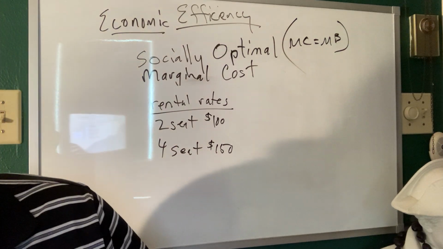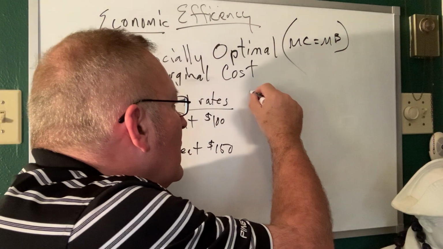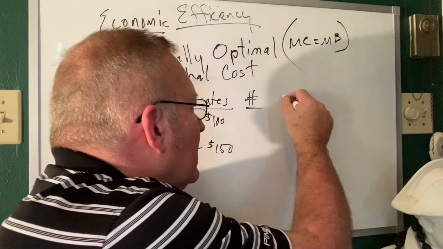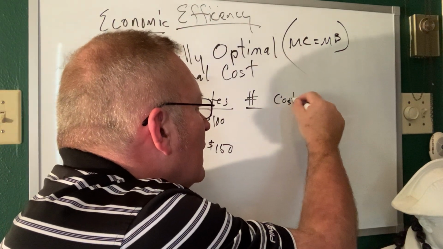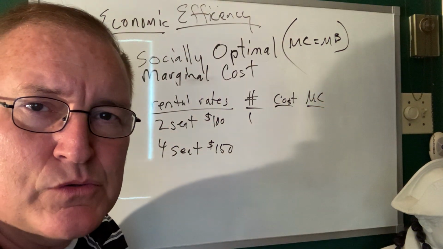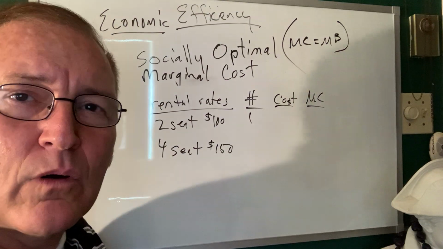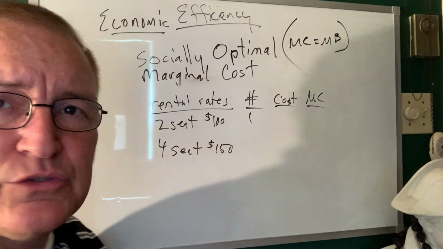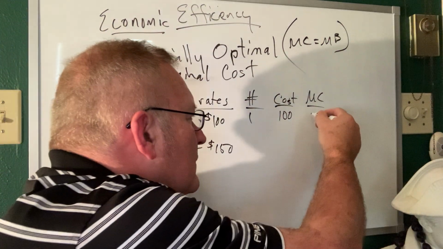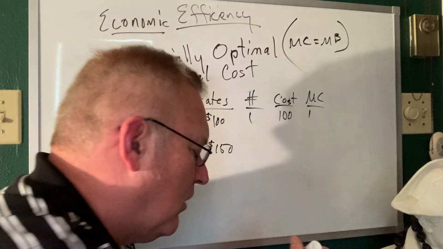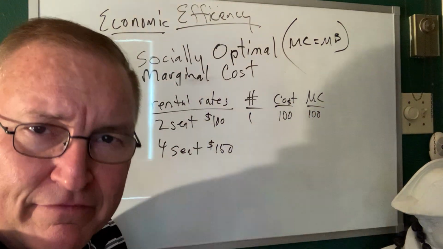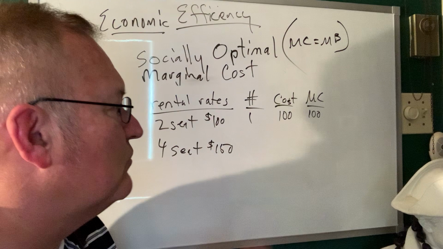Okay, so there's a number of people, right? And here's the cost and the marginal cost. So if it's just you, what does it cost you for that first week? Well, you're going to get a 2-seater car, so it's going to be $100. And the marginal cost, that first increment, that first week of you driving, would be $100.